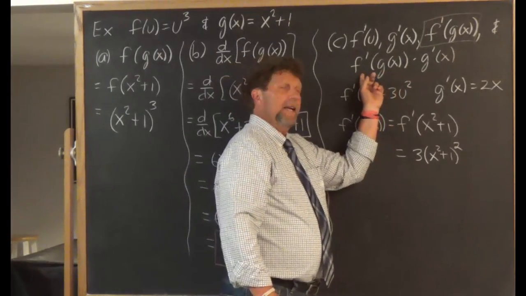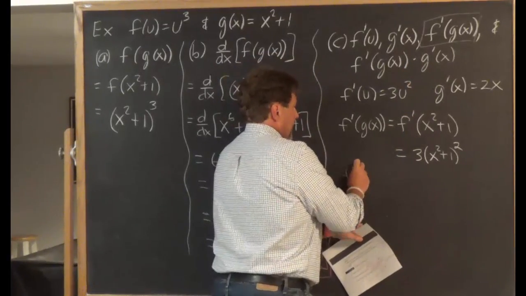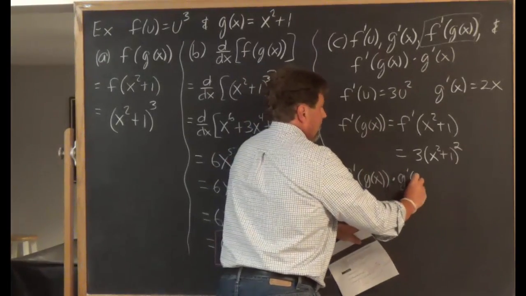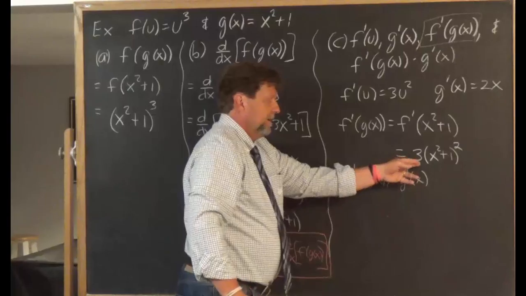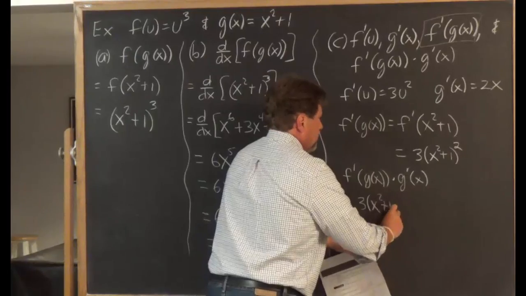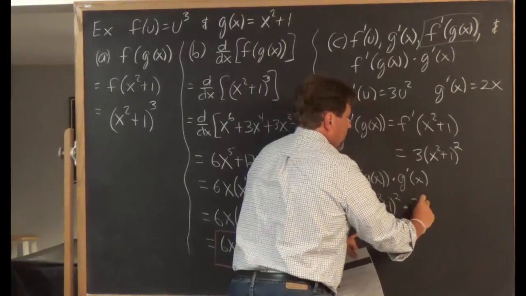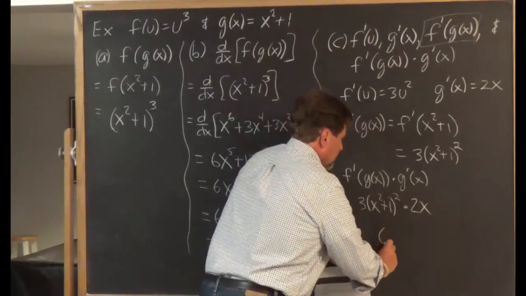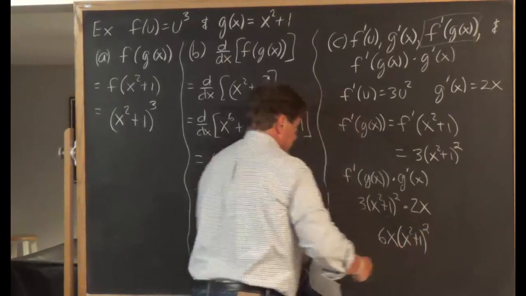Then the final thing, it says take f prime of g of x, multiply it by g prime of x. Well, we know f prime of g of x, it's right here. 3 times x squared plus 1 quantity squared times g prime of x, which is 2x. If we multiply this together, 3 times 2x is 6x times x squared plus 1 quantity squared.